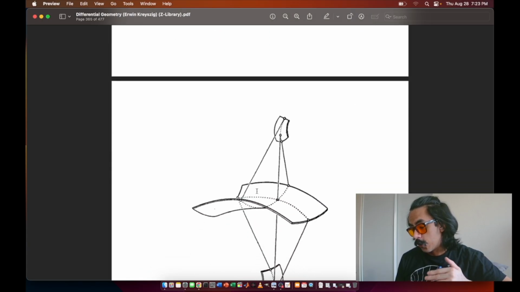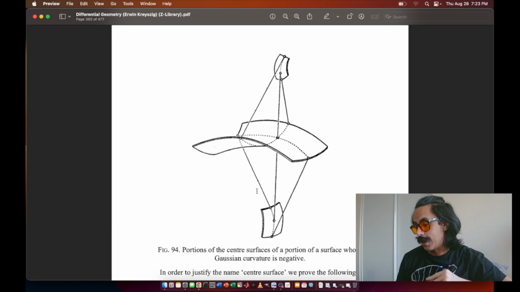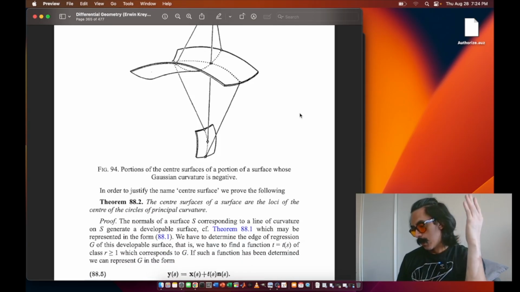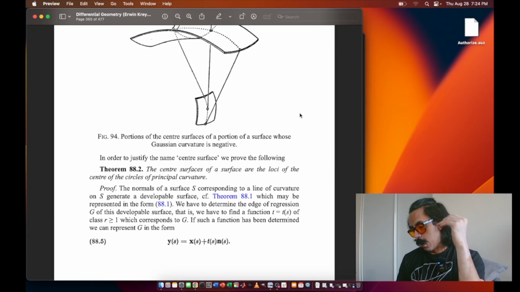And for this, we can refer to figure 94. Anyways, so yeah, that's a visualization of some center surfaces. There's two of them. We're moving on.